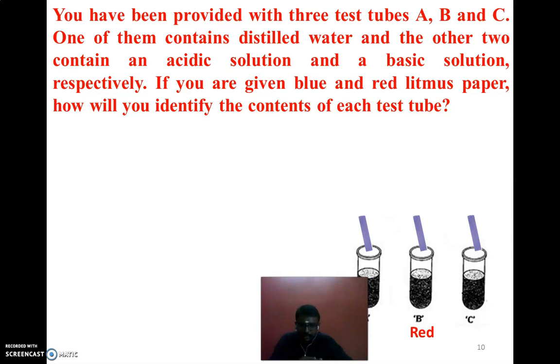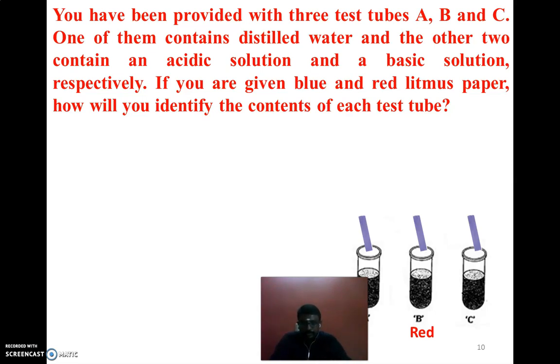First separate the acidic solution, and the remaining 2 test tubes are there. In that we have to dip the red litmus paper in the test tubes. In 1 test tube, the red litmus paper changes to blue color.